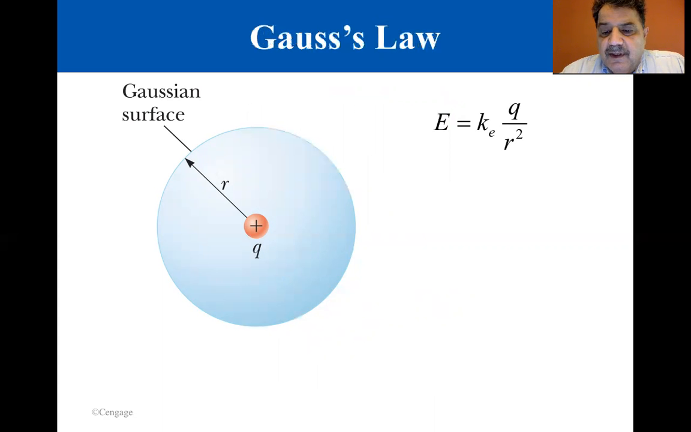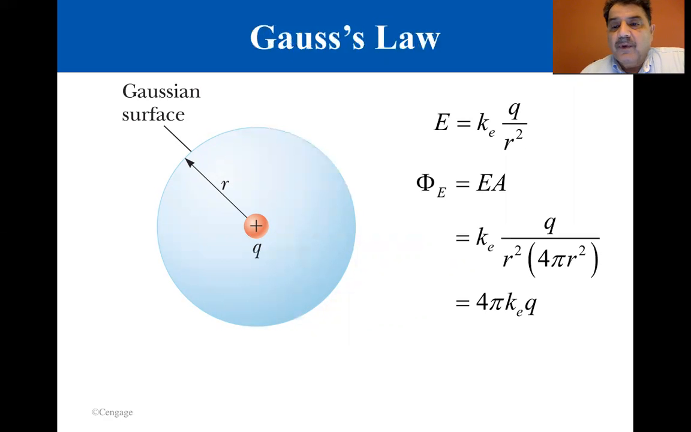Let's consider a point charge Q surrounded by a spherical surface of radius r, centered on the charge, as in the figure. The magnitude of the electric field everywhere on the surface of the sphere is given in the equation shown. E equals k_e Q over r squared. Note that the electric field is perpendicular to the spherical surface at all points on the surface. The electric flux through the surface is simply EA, where A is the surface area of the sphere.